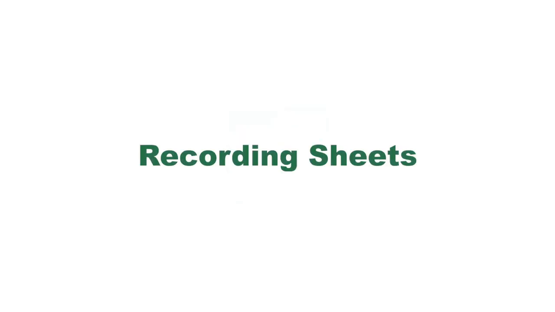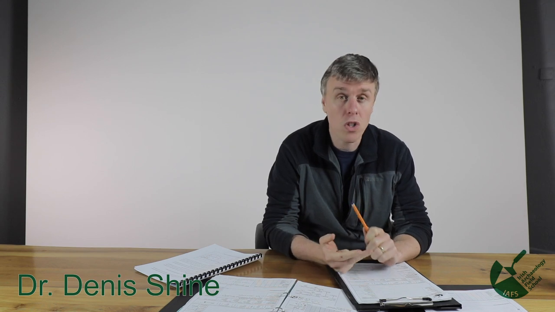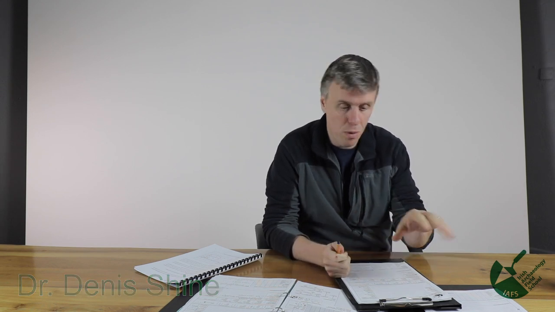Okay, so we're going to do another workshop now, basically on archaeological recording sheets. There's three or four different types of sheets that we typically use on a site. There's a fill sheet, a cut sheet, a wall sheet, and a burial sheet. But certainly for the workshop today, we're going to be looking at the fill and the cut. We may look at burials in a different video.